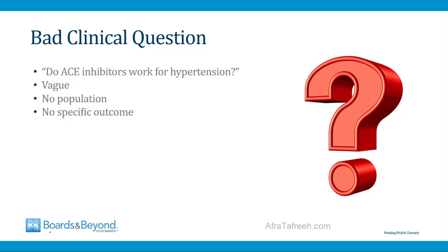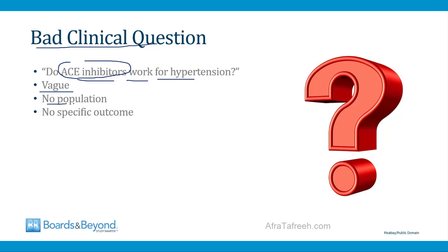The reason the PICO model is encouraged in practicing evidence-based medicine is because it helps you form good clinical questions and avoid bad clinical questions. For example, do ACE inhibitors work for hypertension is an example of a bad clinical question. First of all, it's very vague. Which ACE inhibitor are you talking about? And what does the word work mean in terms of hypertension?